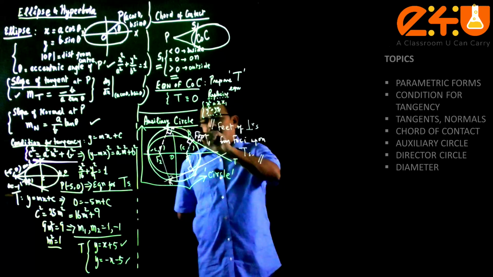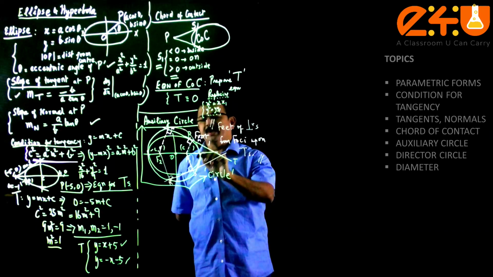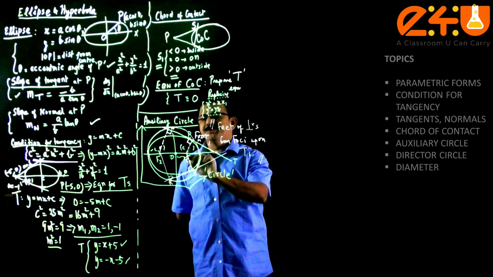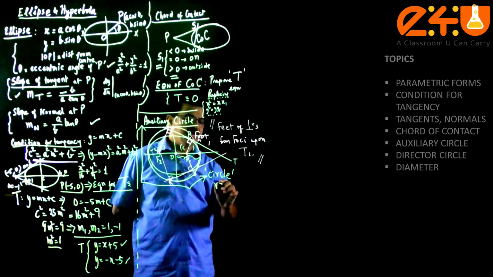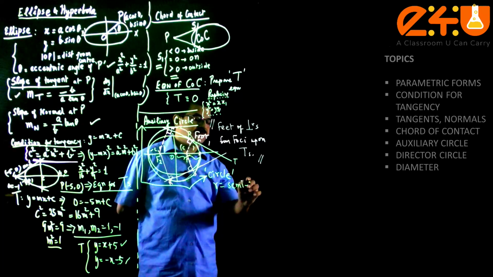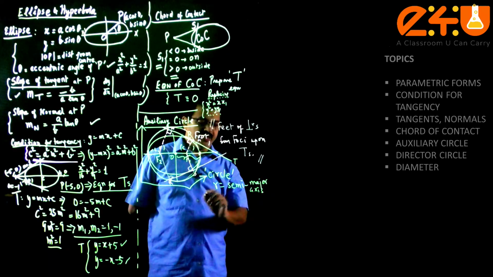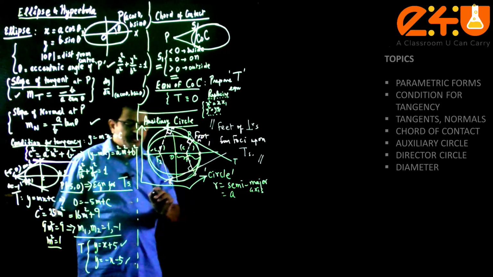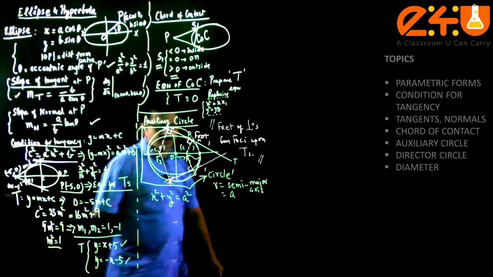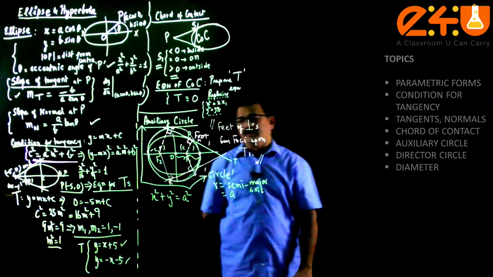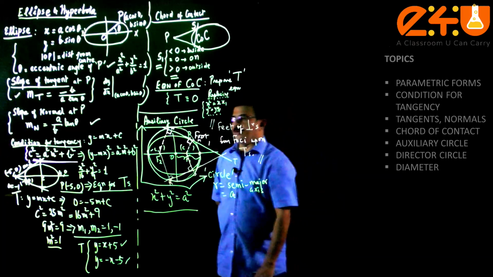So we end up with a circle, and as you can see, it has radius equal to the semi-major axis, and the semi-major axis, we all know, is A. So the equation of the auxiliary circle becomes x squared plus y squared equal to A squared. So this is the concept of the auxiliary circle.